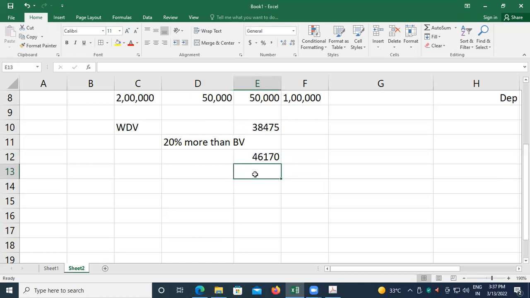So whatever the difference is, if you see the difference between 46,170 minus 38,475, the difference is 7,695. This is nothing but my profit. So how much profit am I getting on this asset? 7,695. Okay. Now let us do it in our working note.